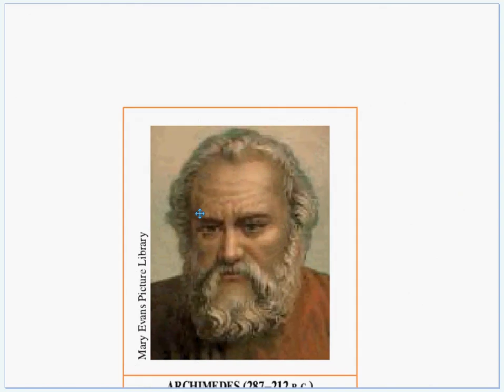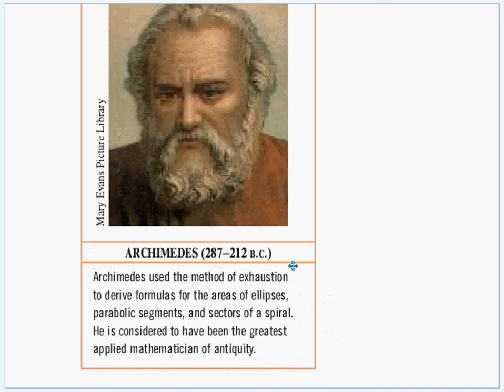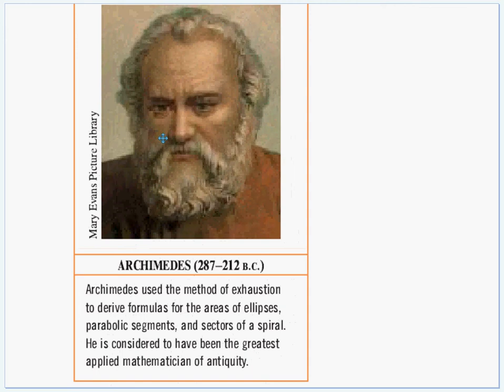Ooh, what's this? Archimedes, my all-time favorite mathematician ever, way back in the hundreds BC, he used the method of exhaustion to derive formulas for the areas of ellipses and parabolic segments and sectors of a spiral. He is considered to have been the greatest applied mathematician of antiquity. Calculus was discovered in the 1700s. Archimedes actually had sort of peeks into little tiny parts of calculus, but he did it by an exhaustion method. What he did was light years ahead of his time. Fantastic mathematician, terrible body odor.